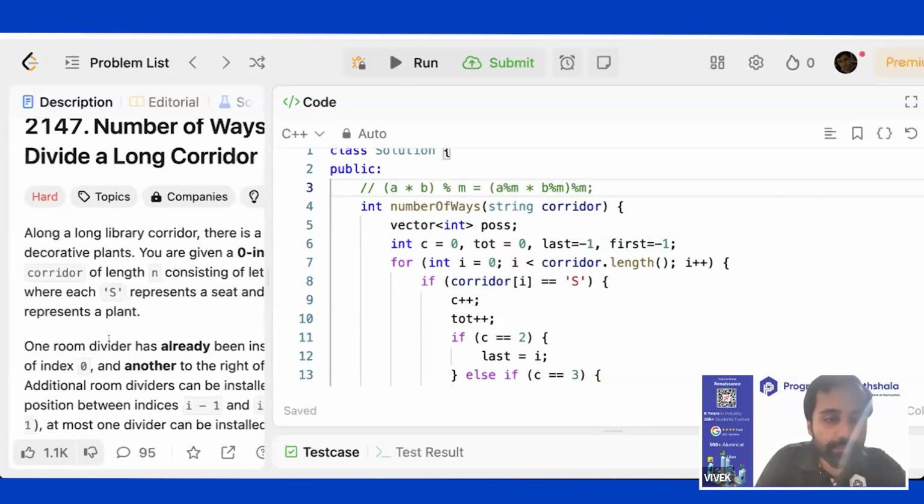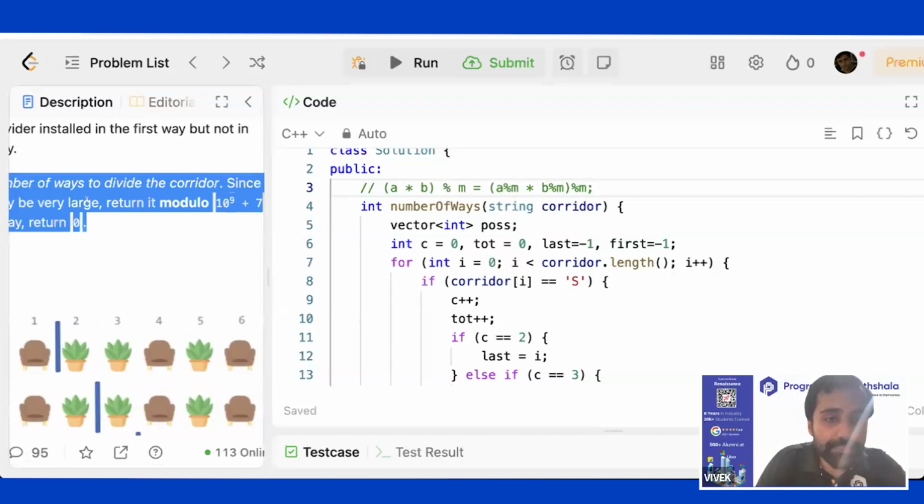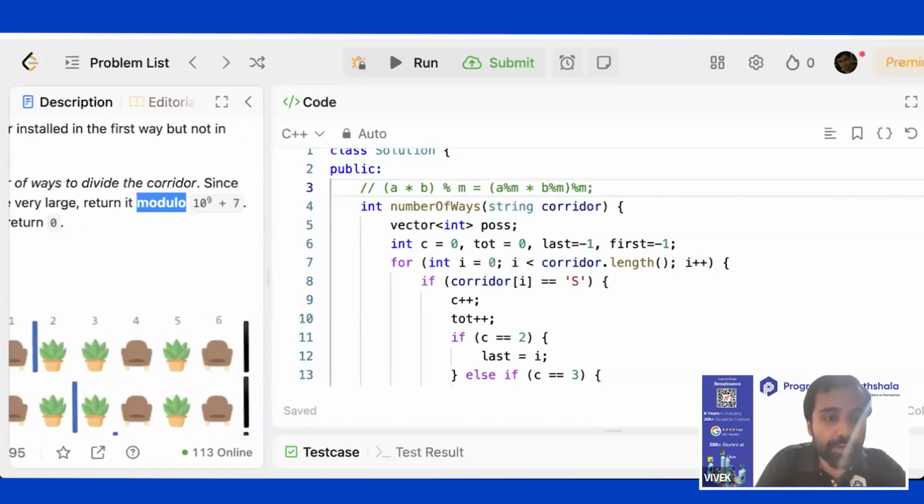Okay. Why are we talking about it? Because the question has asked us that if the answer is very large, which it will be, we have to return the answer modulo this value, which is 10 raised to power 9 plus 7. Okay, now let's look at the core logic.